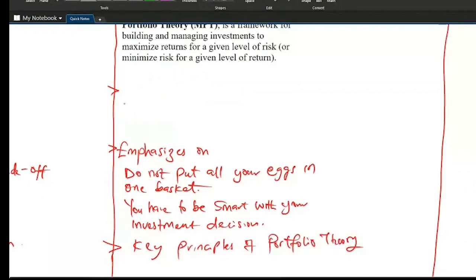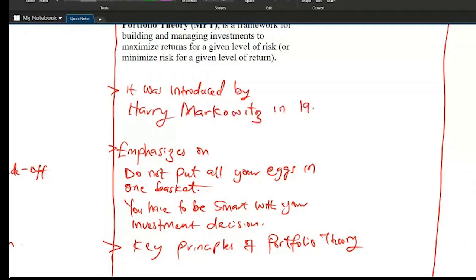Okay, so who introduced portfolio theory? It was introduced by Harry Markowitz in 1952. So portfolio theory was introduced by Harry Markowitz in 1952.